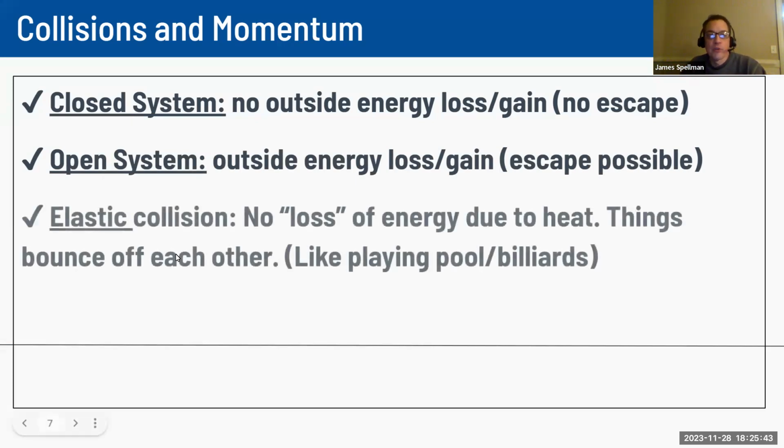And then we're also going to talk about what kind of collision it is. Is it elastic or inelastic? An elastic collision is like playing pool or billiards, where one ball hits the other one and the energy from one goes directly into the other one. Even on here, it says in an elastic collision, there's no loss of energy due to heat. Again, this is kind of ideal. That probably never happens.